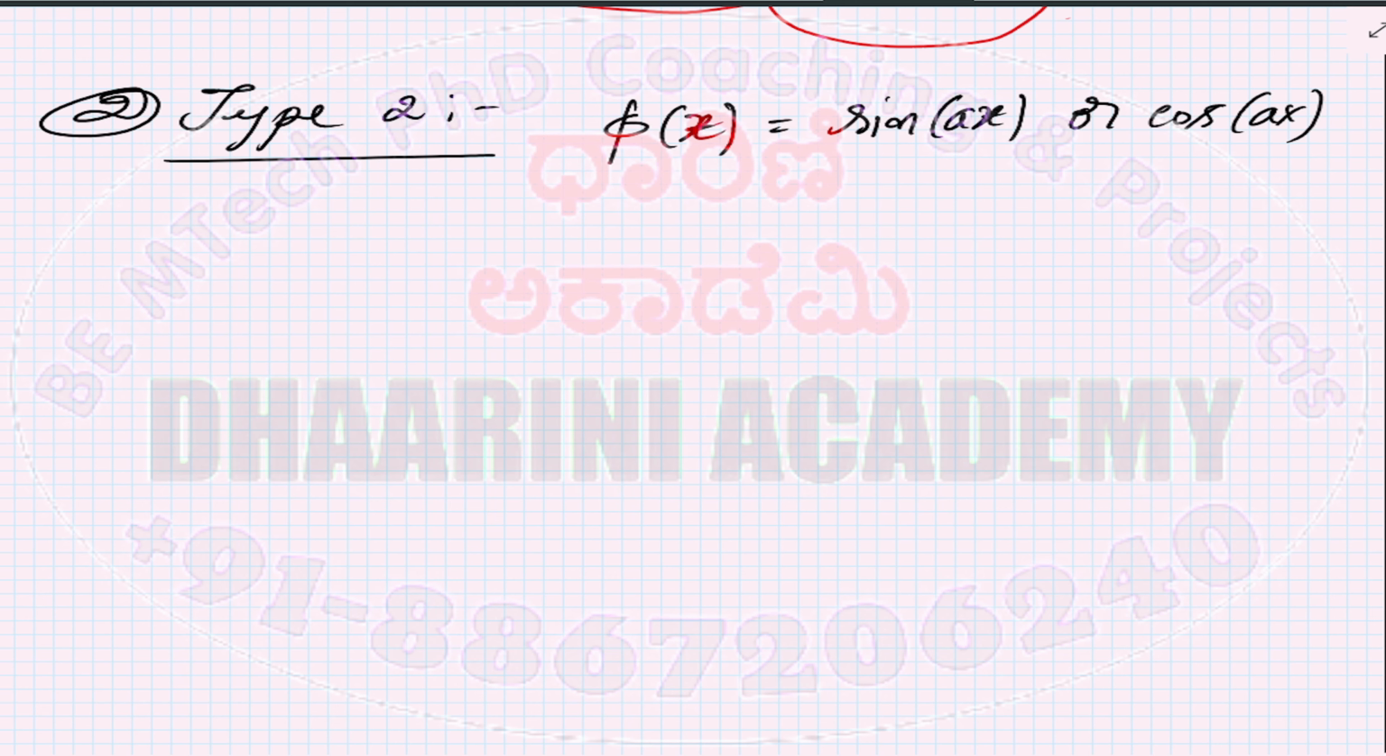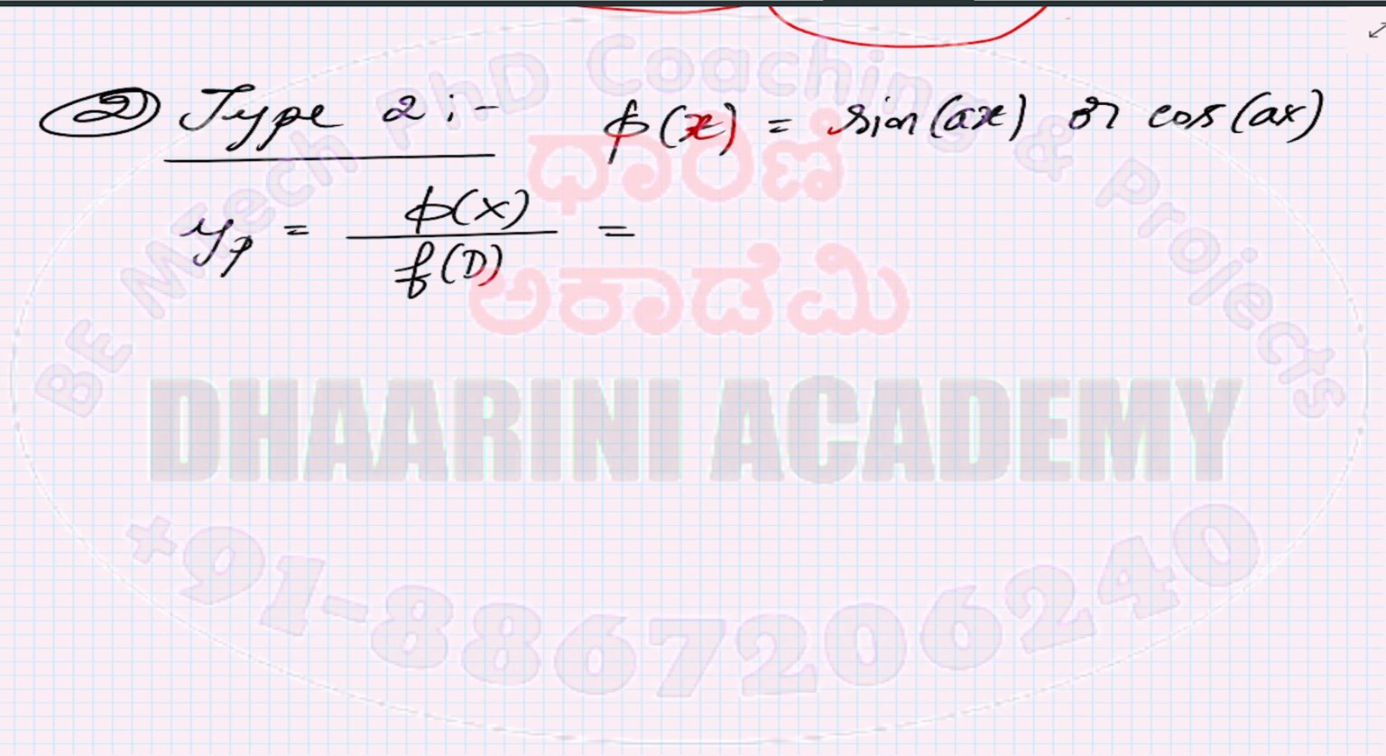All right, so we are going to get the questions based on this category. So what we are going to do, we'll see now. So what is the yp? I have the standard equation, that is the phi of x divided by f of D. Now I have phi of x in two categories. I'll write both of them. So let me go to a new line.